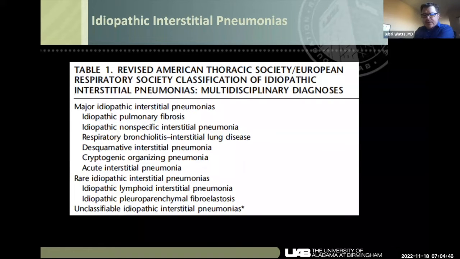Respiratory bronchiolitis and desquamative interstitial pneumonia are considered idiopathic pneumonias, but they're generally smoking related. And then cryptogenic organizing pneumonia is just organizing pneumonia with no known cause. We won't talk about acute interstitial pneumonia. This used to be called Hamman-Rich or AIP, and all it is is idiopathic ARDS. So the imaging manifestations are ARDS, but you just don't have a known cause. And then the rare idiopathic interstitial pneumonias include LIP or lymphoid interstitial pneumonia, and then idiopathic pleuroparenchymal fibroelastosis. And then they did add a new category for unclassifiable idiopathic interstitial pneumonia.